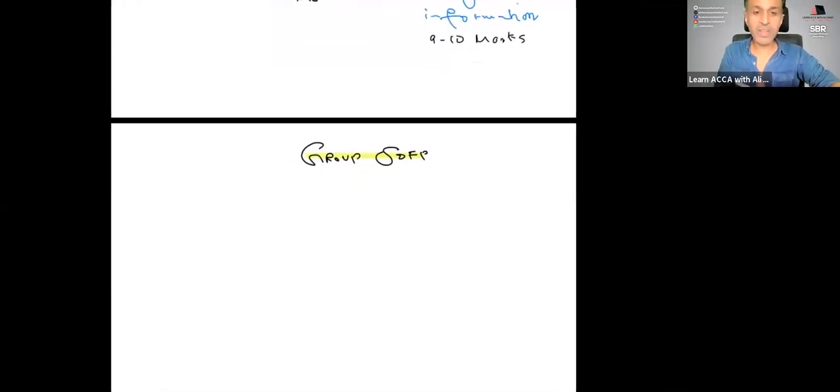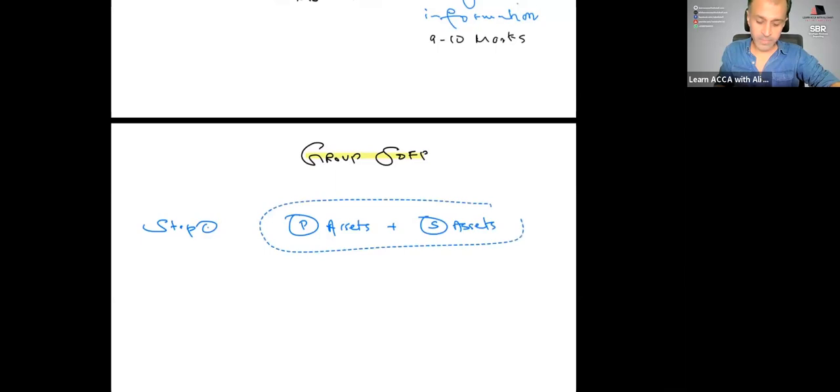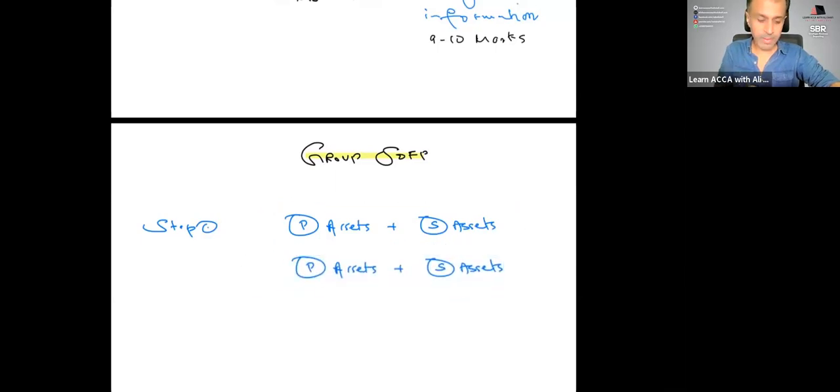So if I go and make the list of the steps involved that we can apply to it. The very first step: the assets of the parent will be aggregated with the assets of the subsidiary, which will be the same in the next step, but then that will be for liabilities.